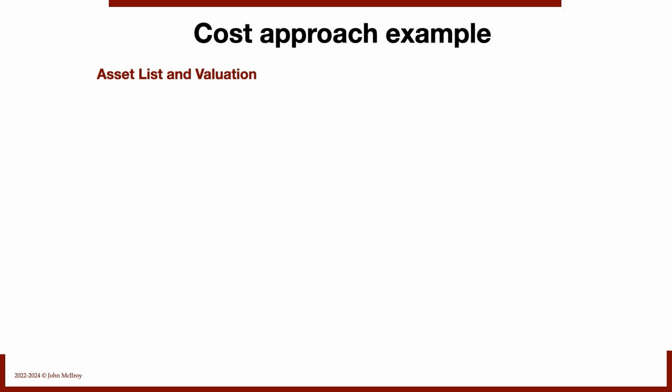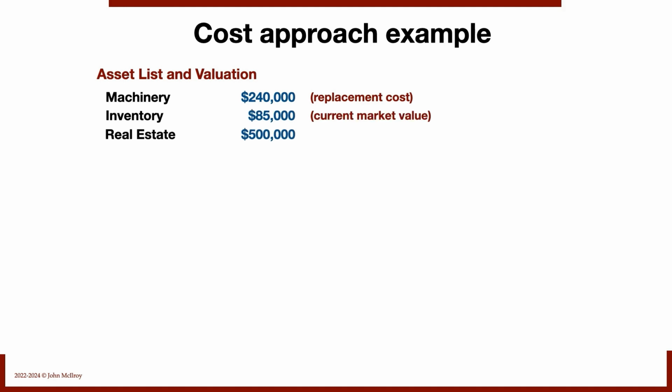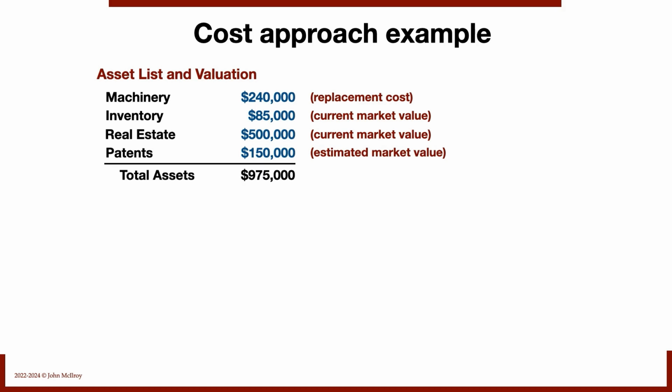The asset list and valuation. Let's say this business has machinery, $240,000 to replace it. That's the replacement cost. Inventory of $85,000. That's the current market value. Real estate, $500,000, also current market value. Patents of $150,000. That of course has to be estimated market value. Total them all up, $975,000 of total assets.